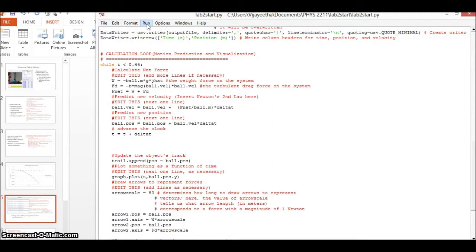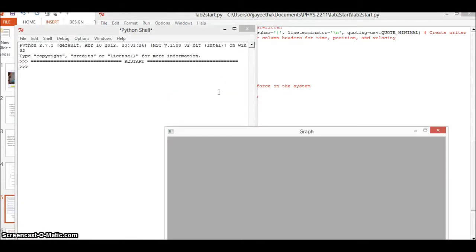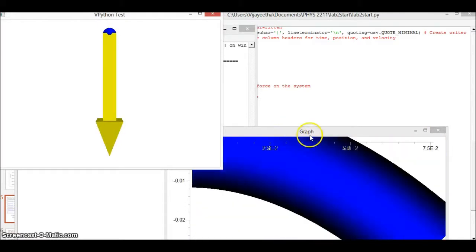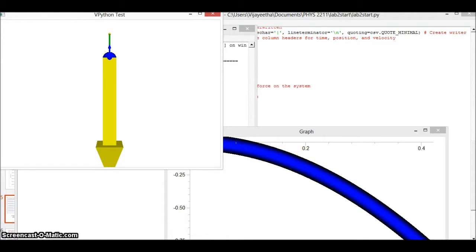Now, if we run this code, as it loads, we can see that the graph shows the same thing we saw before in my other graphs. And here I've already set some arrow scale constants, which I'll show you in a second. But here's the force of gravity demonstrated here. And in comparison, we can see that the drag force arrow is very small.